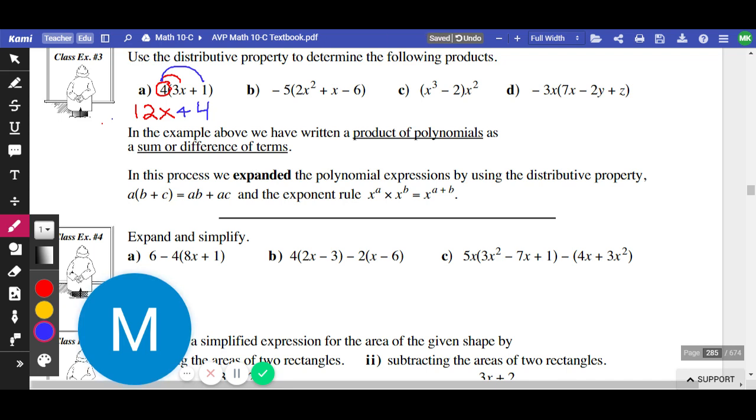Some people would put 5 there, right? And you're just mixing up what you're doing. It's not 4 plus 1, it's 4 times 1.